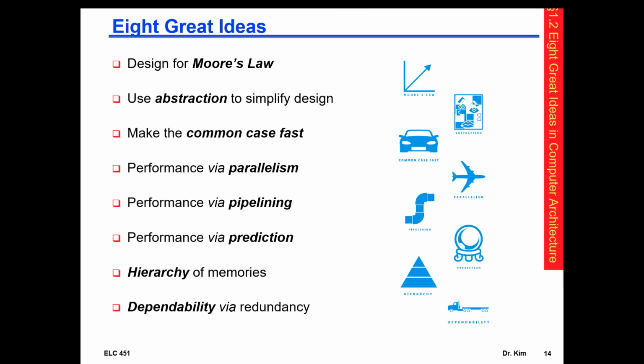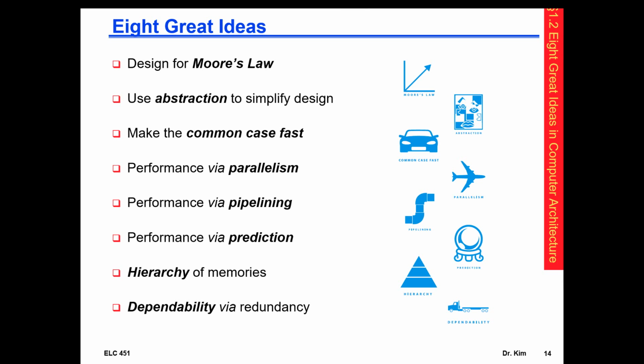So identifying the usage patterns of resources in computer systems is very important, because then that tells you what you need to focus on to enhance performance and come up with better designs. That's what make the common case fast refers to.